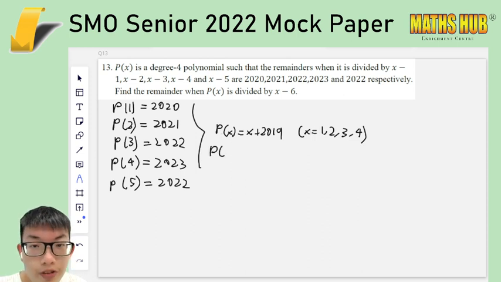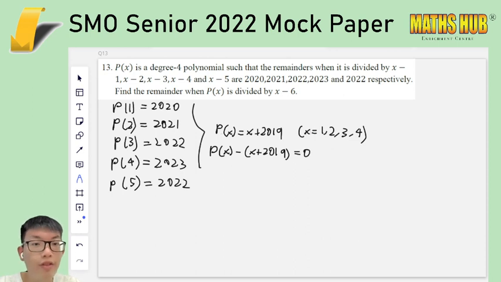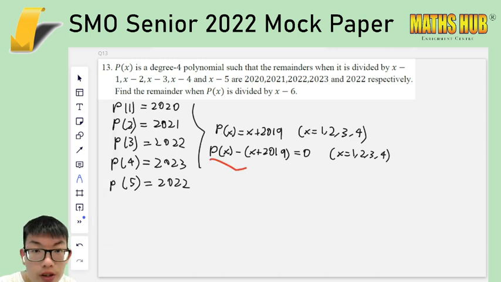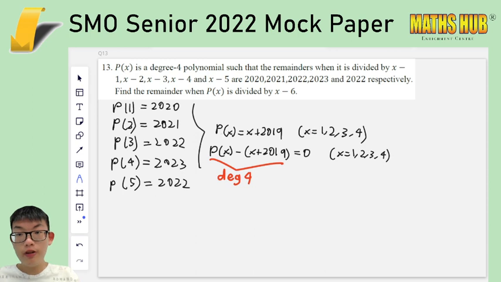If we subtract it over, here's where the nice thing occurs. We can say that the difference is 0, naturally, for 1, 2, 3, 4. And that in turn implies that this is going to have roots 1, 2, 3, 4. And p(x) minus (x plus 2019) is still going to be degree 4. Because it was degree 4 before you subtracted off x plus 2019, it will still be degree 4.